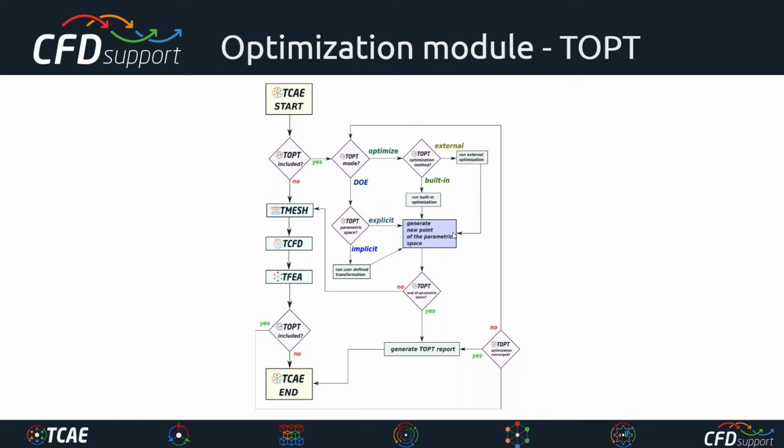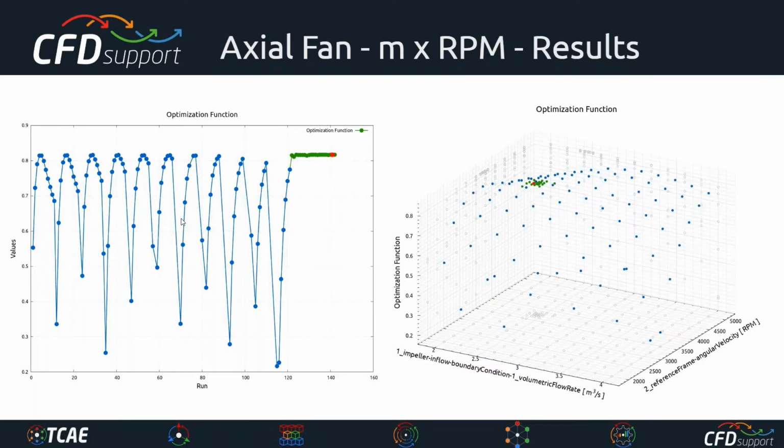In any case, the new point of the parametric space is generated. The simulation is done, and then if you're converged, you can stop, or go again and again and again until you decide you're done. Then you receive the report, and the optimization loop stops. So all this can be discussed in detail, of course, but this is just how the workflow diagram works.